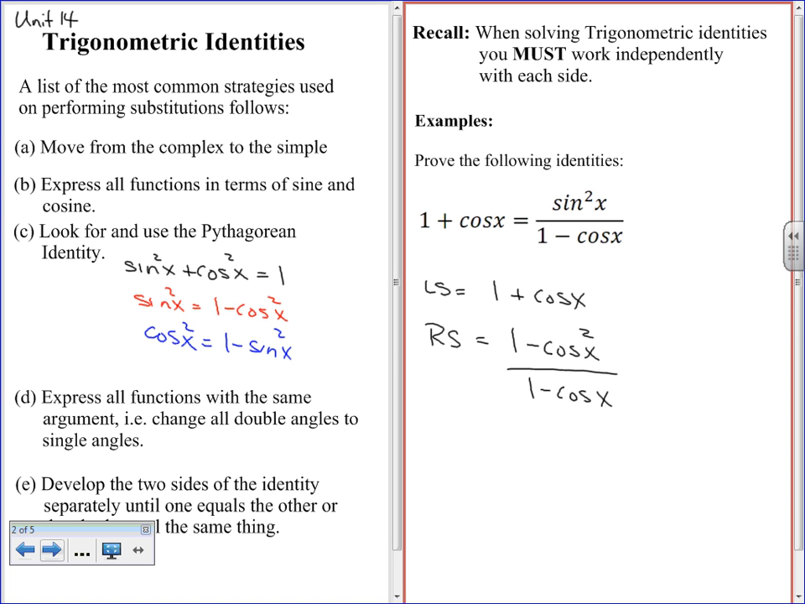So now I have everything in terms of cosine, right, which is good because the left side only has cosine in it, but I want to simplify. So in order to simplify, I'm looking now to maybe factor. How can I factor out the top? What type of factoring is the top, first of all?